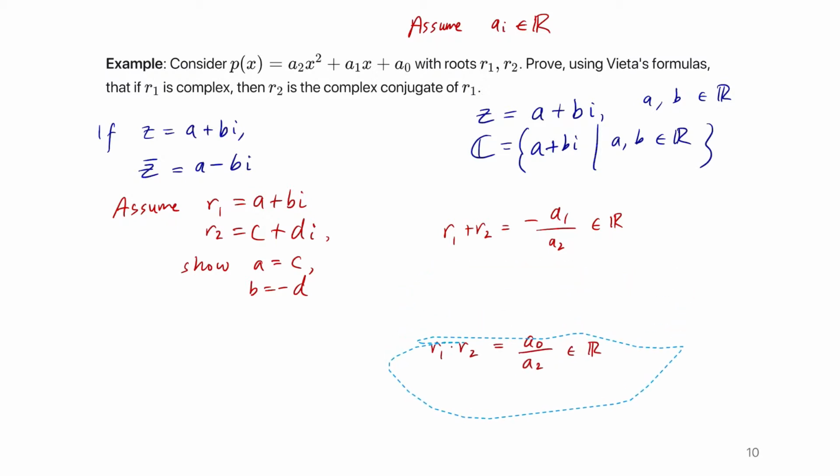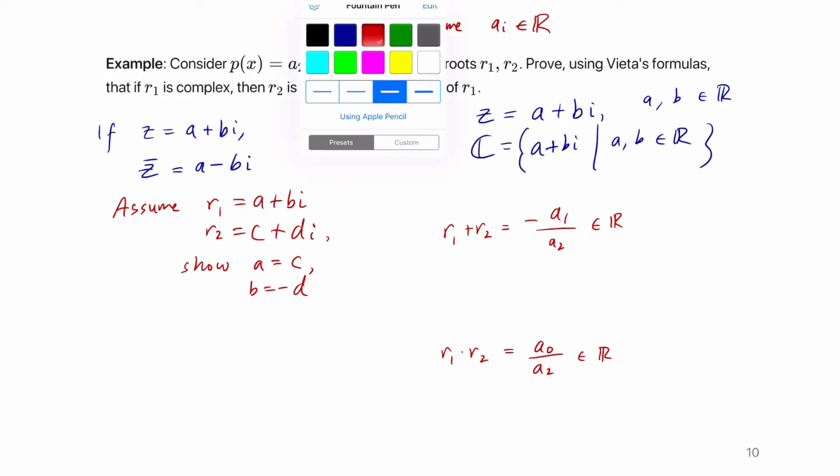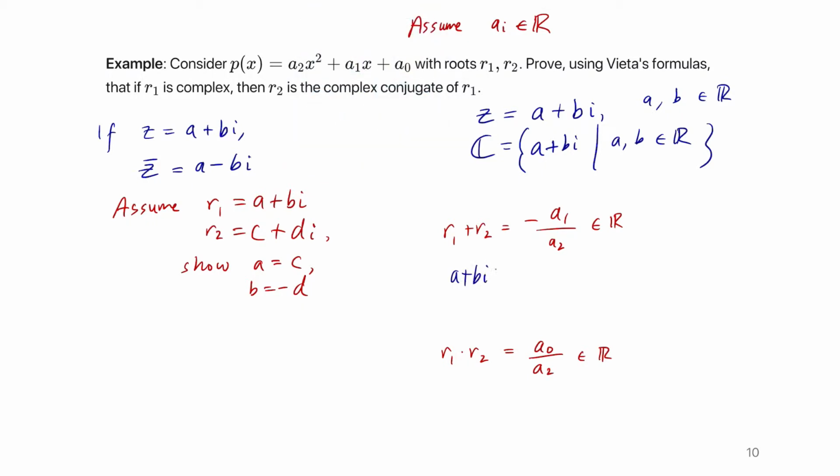Why don't we move this down here? We add R1 and R2, and again, we're assuming that R1 and R2 are arbitrary complex numbers, not necessarily conjugates, and we're going to show that they have to be conjugates. When we add them, we get A plus BI plus C plus DI. But you can really write that as A plus C plus B plus D times I. But we know that this is equal to negative A1 over A2. Correct? And we know negative A1 over A2 is some real number. That means this B plus D part has to be equal to 0.